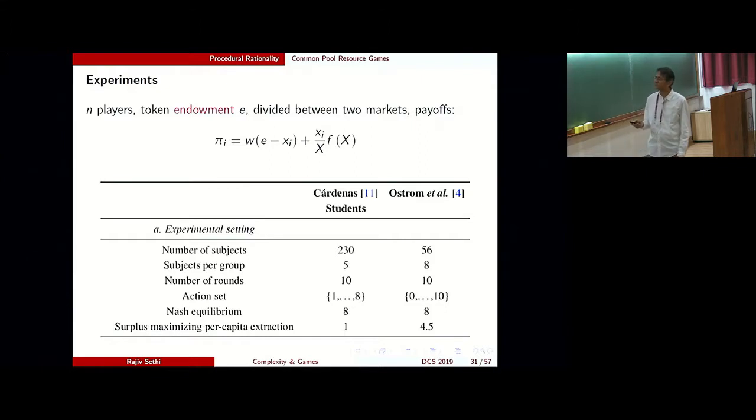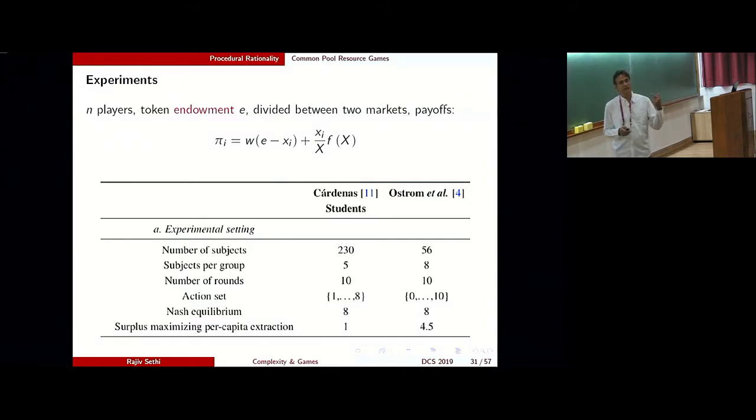So these were the two studies, the subjects per peer group. Cardenas had n equals 5 players, and Ostrom, Walker and Gardner had n equals 8. They played this over 10 rounds, so it was a finitely repeated game. I'll talk about repeated games a bit later, depending on time.